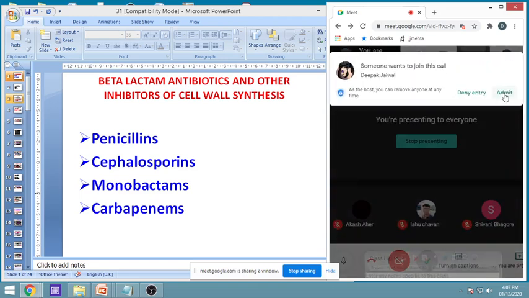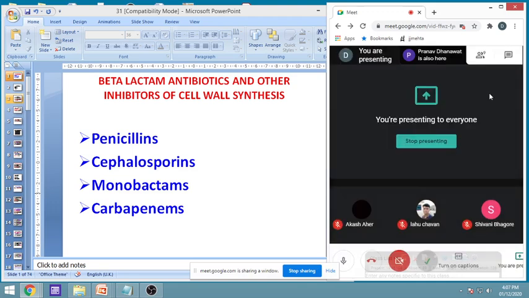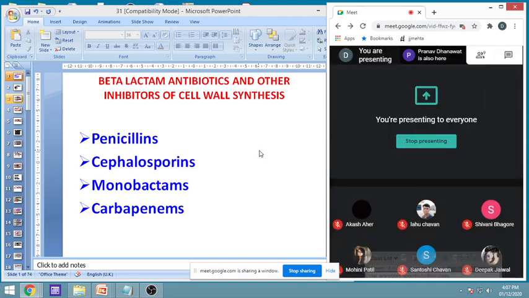These are the agents that, because of their chemical structure, we call beta-lactam antibiotics. And second, they act on the cell wall synthesis. They inhibit the cell wall synthesis, and thereby they affect bacterial growth, that is, bacterial multiplication. And this is how these agents work. Out of these, the second one, cephalosporins, are very, very common. Even carbapenems and monobactams are being used nowadays.